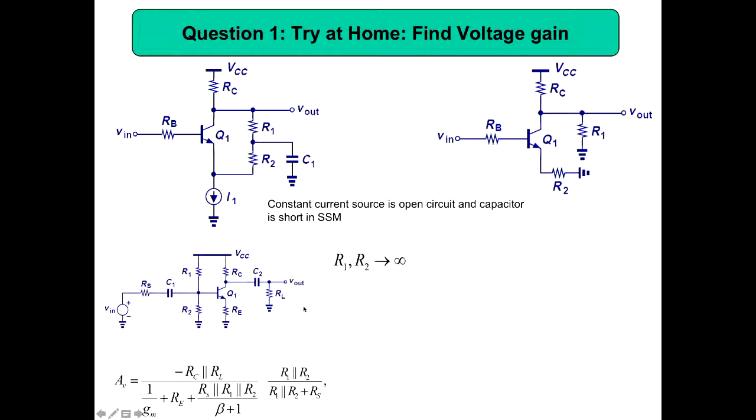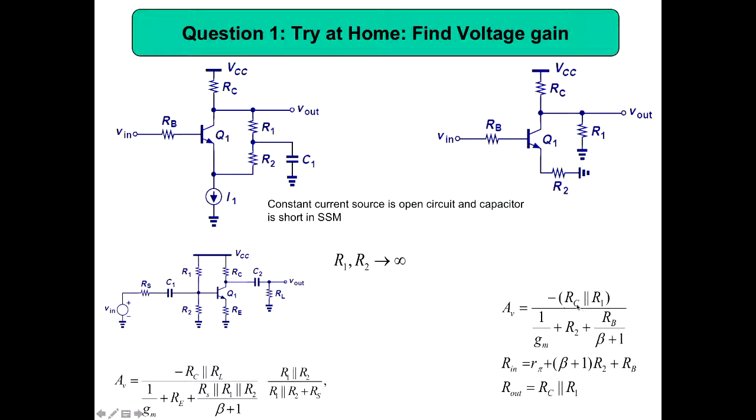So then what will happen is, here you don't have R1 and R2, means R1 is equal to infinity, R2 equal to infinity, open circuit. That's the reason here you don't have it, it's open. Then you will get AV equal to minus RC parallel R1, because instead of RL, you have got R1, divided by 1 by GM plus RE. Instead of RE, you got R2. Plus then RS. Instead of RS, you have got RB. Then R1 parallel R2 is a very big value. So RS parallel R1 parallel R2, that is a big value. The lower value will predominate in the parallel combination. So that's the reason you got RB alone by beta plus 1.